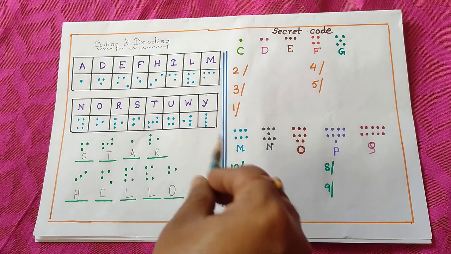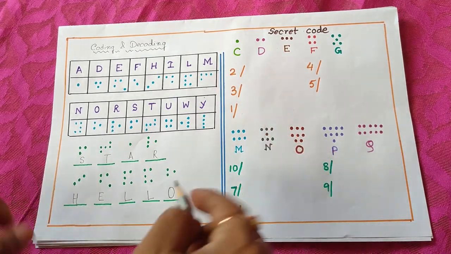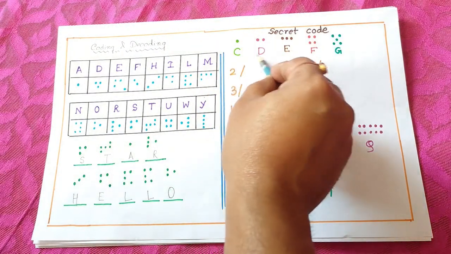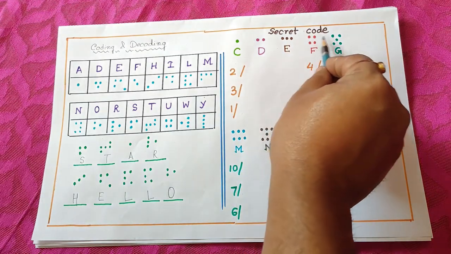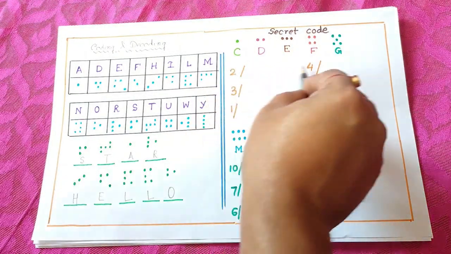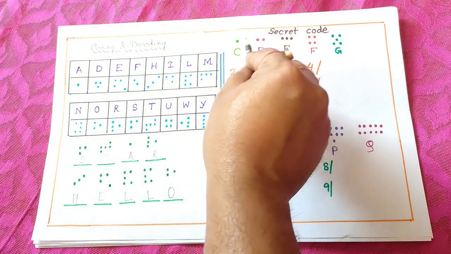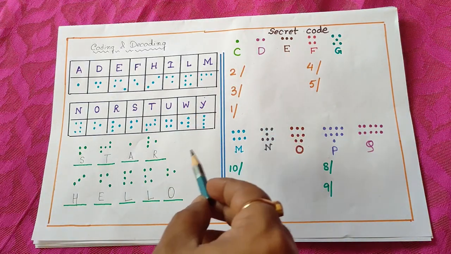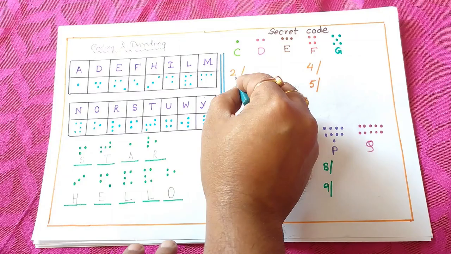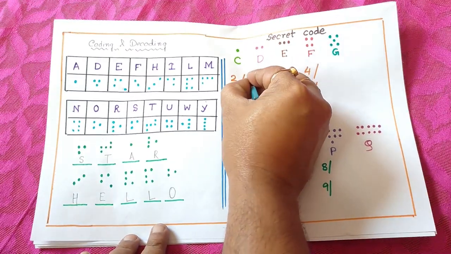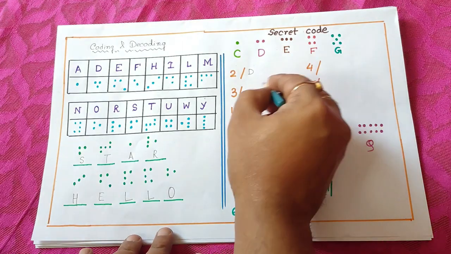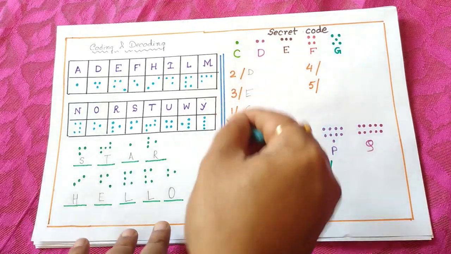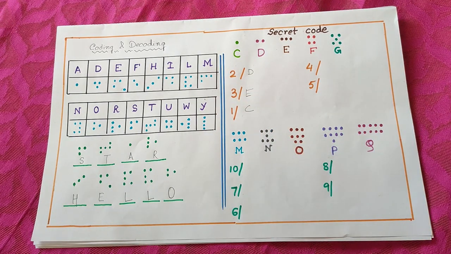Now, this part of the question is complete. Now, we will go to the next part. Secret code. So, you see, we have some letters, and on top of those letters, we have some dots. Now this 2 or 3 or whatever number we have over here is basically the number of dots. So we have to see which count of dots matches with the number and write the letters. For example, for 2, see D has 2 dots. So this will be D. Similarly, 3 is E. 1 is C. The rest, 2, 4, 5, please do it yourself.